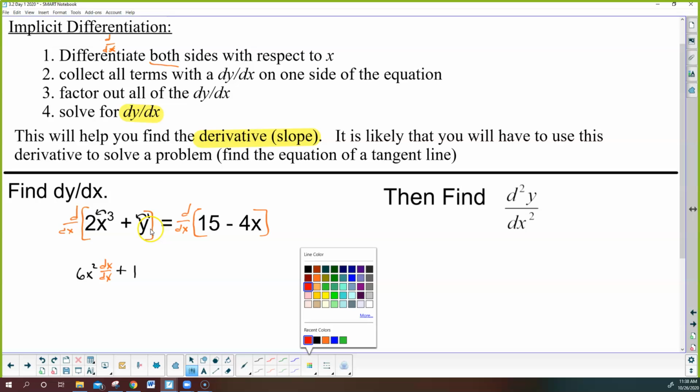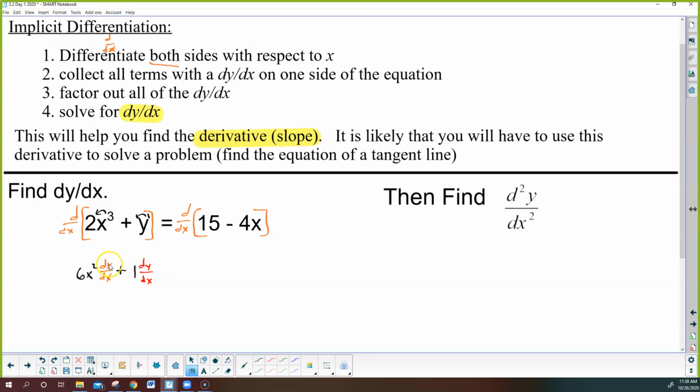And then I'm going to take the derivative of y with respect to x. So now notice this is dy/dx. This is not the same as dx/dx. So the dy/dx does not go away, and that's actually what we're trying to solve for. So that's why it's important to think of that.